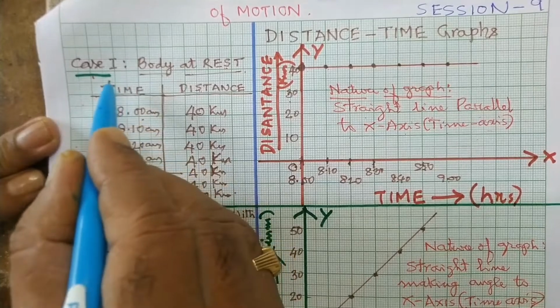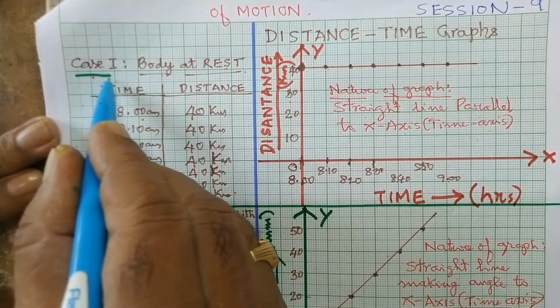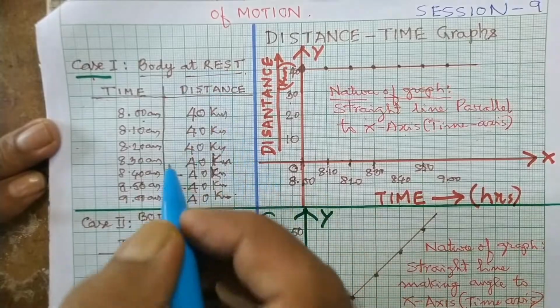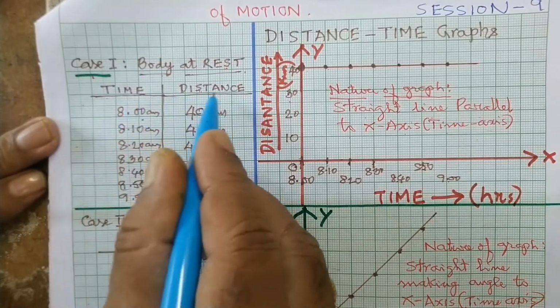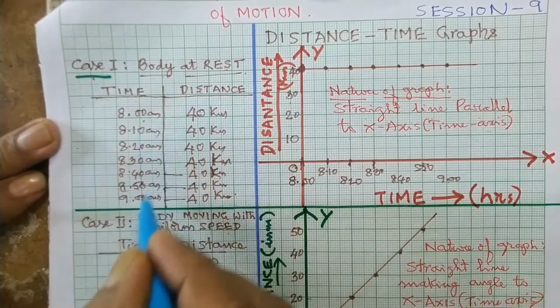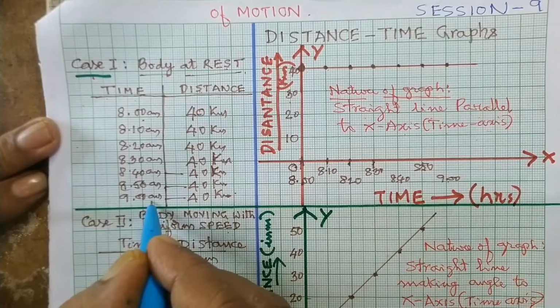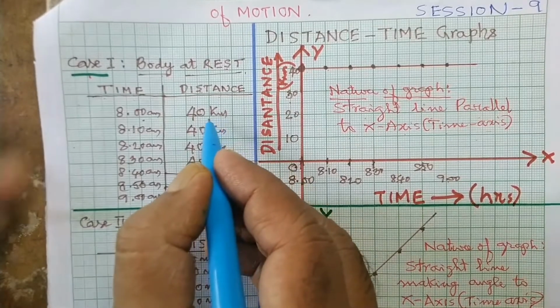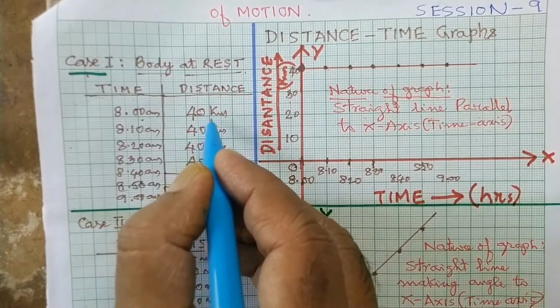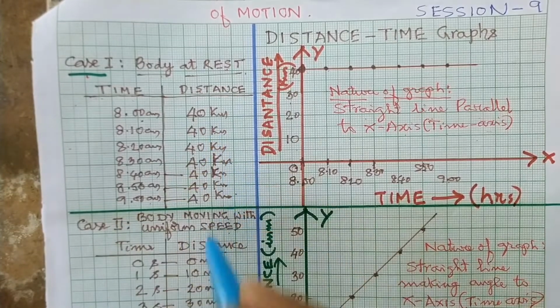I have discussed three cases. Case number one, body at rest. That is, I am taking the time and distance, 8 a.m. to 9 a.m. I have taken time in hours. And every time it was at 40 kilometer, 40 kilometer, 40 kilometer like that.